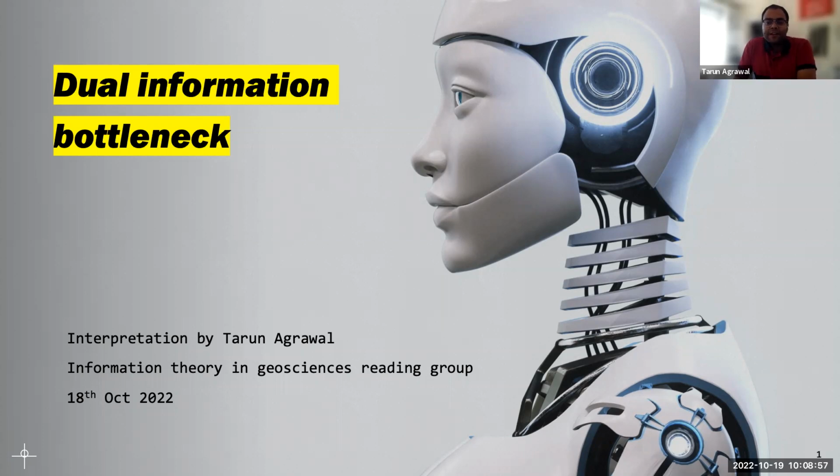So, hello everyone. Today I'm presenting the dual information bottleneck framework developed by Tishby and his team, which links information theory and machine learning algorithms and tells us how information flows from the structure of deep neural networks. So we will cover the information bottleneck first, then the limitations of the information bottleneck, and then what is different in the dual information bottleneck framework, what they have added.